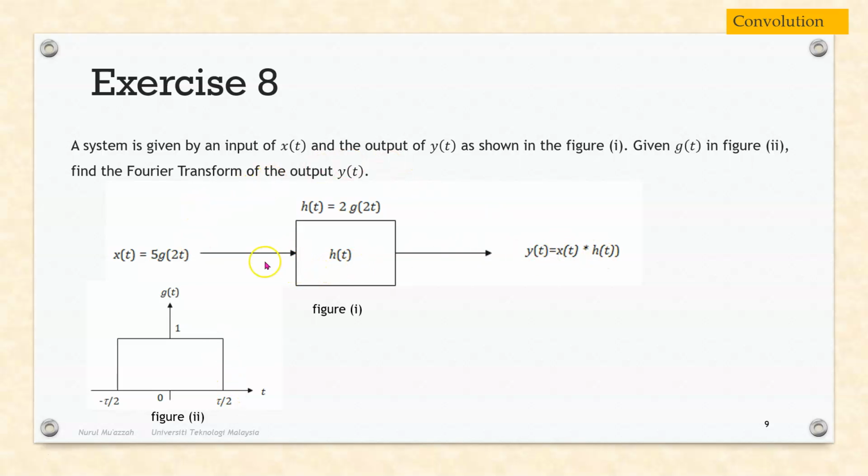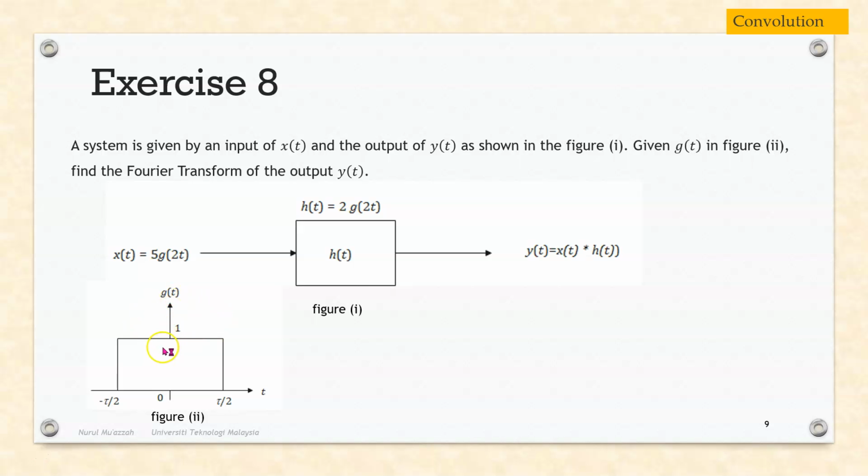Okay, so we know that xt here will convolve with ht in time domain. However, for the frequency domain, it will become multiplication. X omega will multiply by h omega. However, this question is not straightforward because we need to find the Fourier transform for xt first, which is based on gt signal, and then ht, which is also based on gt signal. So we need to derive the function gt in terms of time domain.